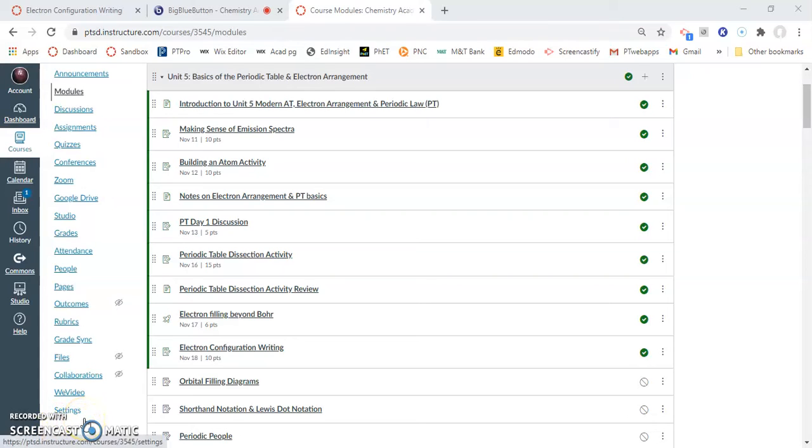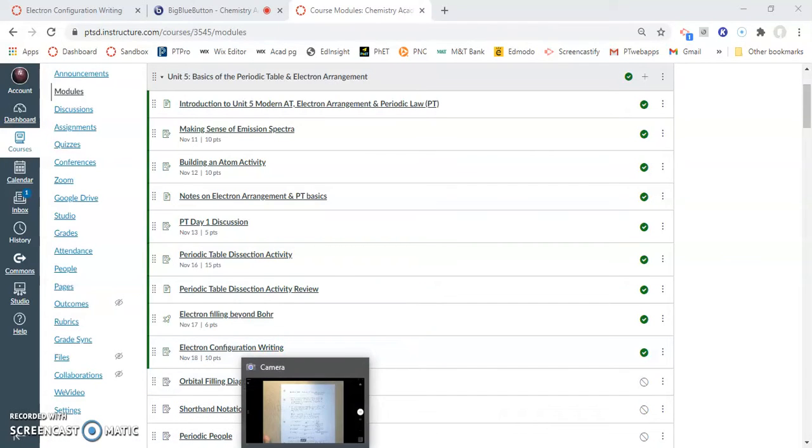Ladies and gentlemen, in this video we're going to focus on the notes and instruction that go along with creating what we call orbital filling diagrams. So this link in Unit 5 will be where you found this instructional video. Let's get into a brief set of notes and some examples to show you what orbital filling diagrams look like.